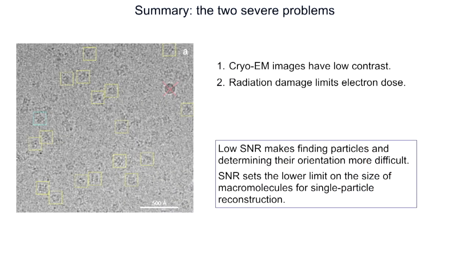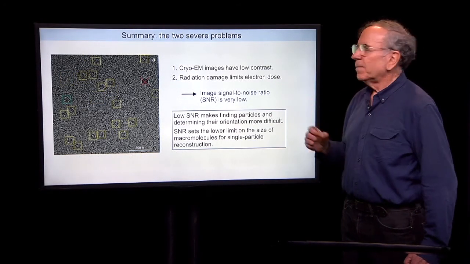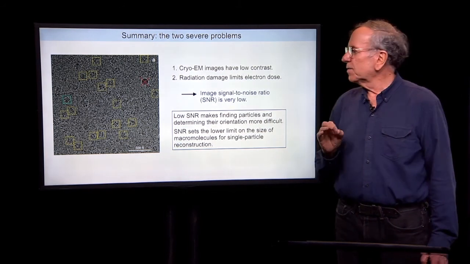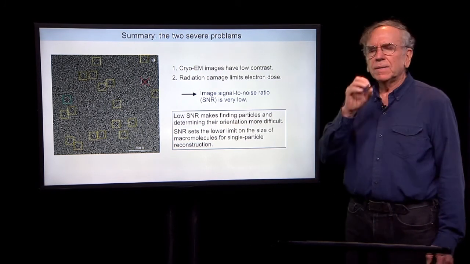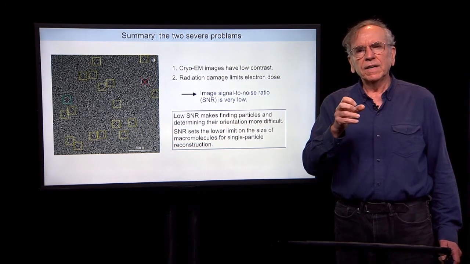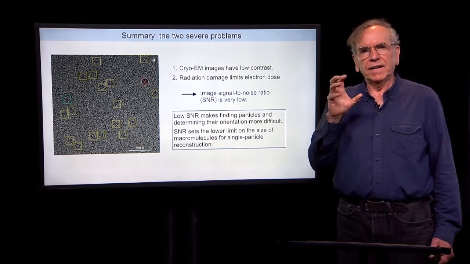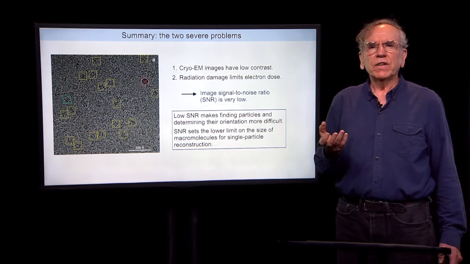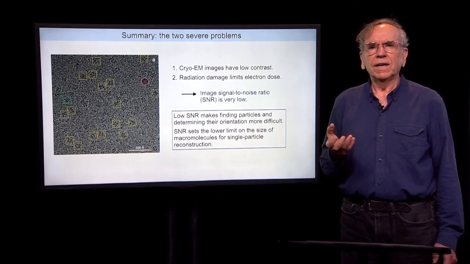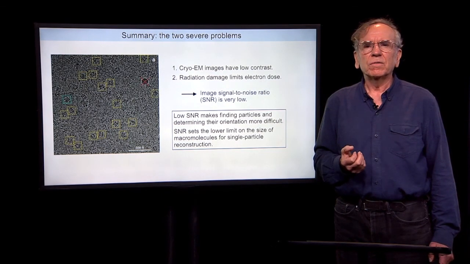So in summary, there are two severe problems in single particle cryo-EM structure determination. The images have low contrast, and radiation damage means that we can only use very small electron doses. And the low signal to noise ratio means finding particles in the first place and determining their orientation becomes more and more difficult, especially when the particle, that is the macromolecule that we're looking at, is small. And so the signal to noise ratio really sets a lower limit on the size of macromolecules whose structure can be determined.